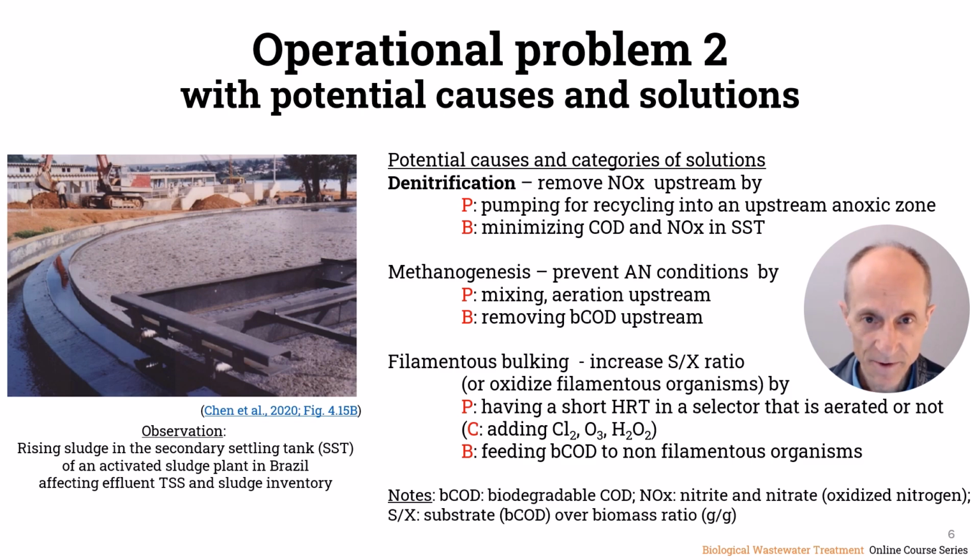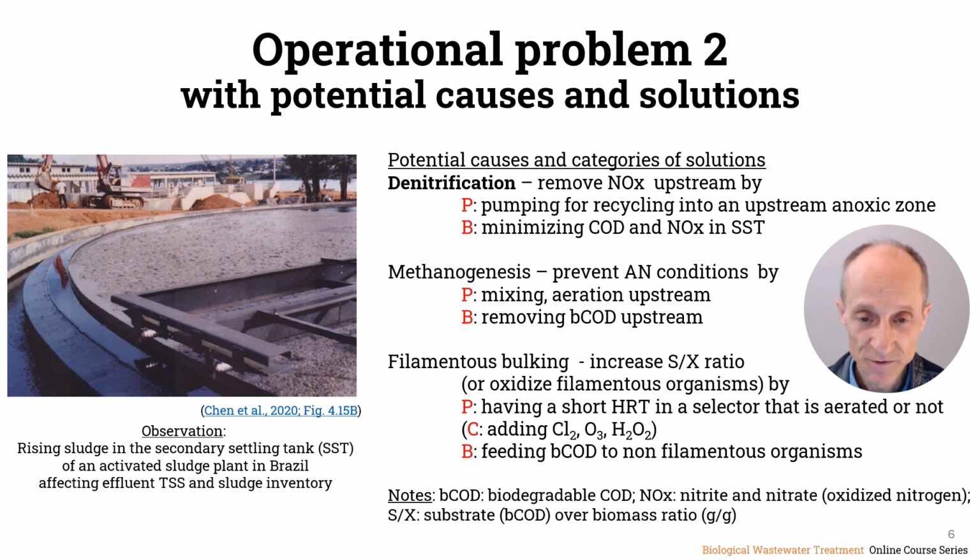A second example of an operational problem with its potential causes and solution is illustrated in this picture, which shows rising sludge in the secondary settling tank of an activated sludge plant in Brazil, affecting effluent total suspended solids and sludge inventory in the process. Three potential causes can be proposed with the respective categories of solutions. First cause would be that denitrification is taking place in the sludge layer of the secondary settling tank, which was the case in this particular case.